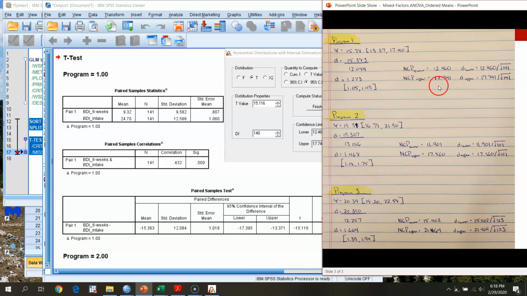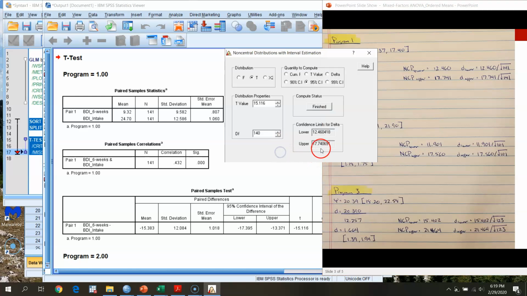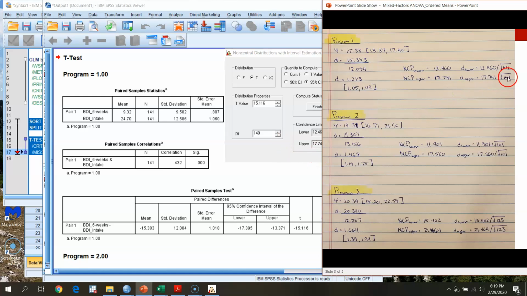To get the upper and lower limits for d from my non-centrality parameter, for the paired sample test I'm going to take my limit and divide it by the square root of my sample size. Do the same thing for my upper limit: take that and divide it by the square root of my sample size. And what this gives me is confidence bounds around my effect here.